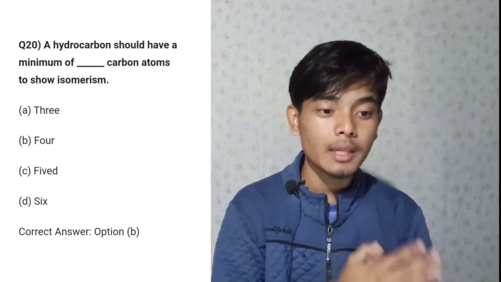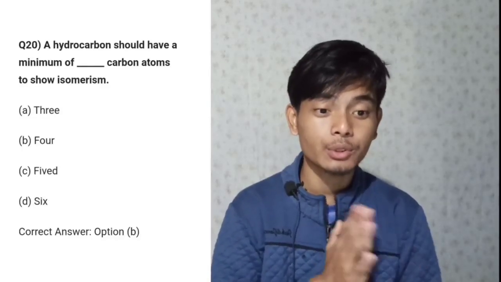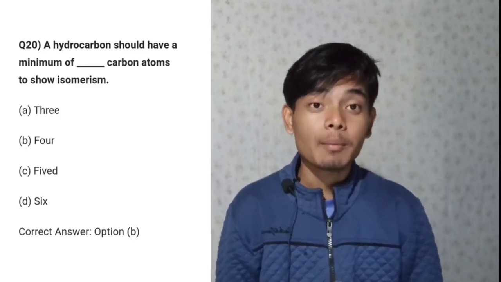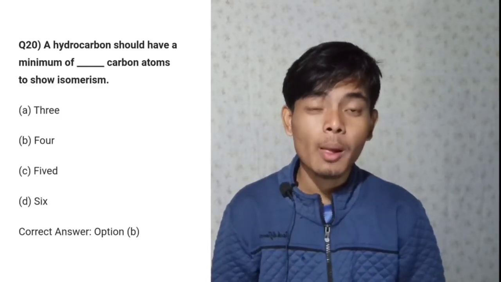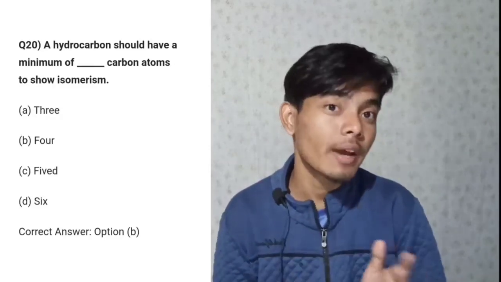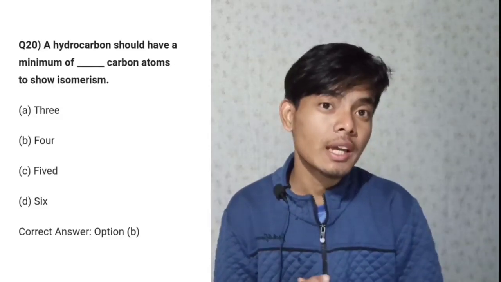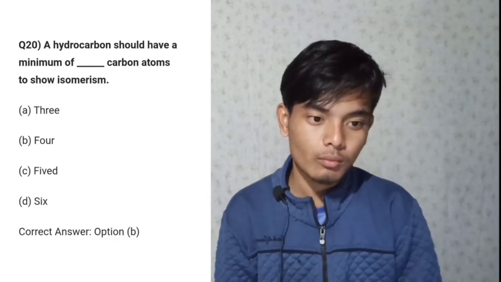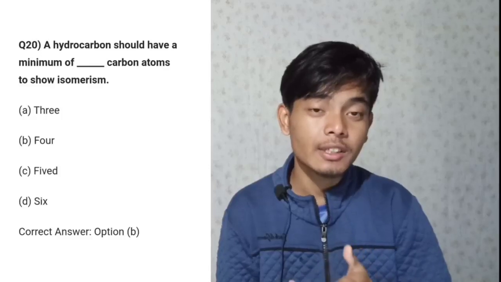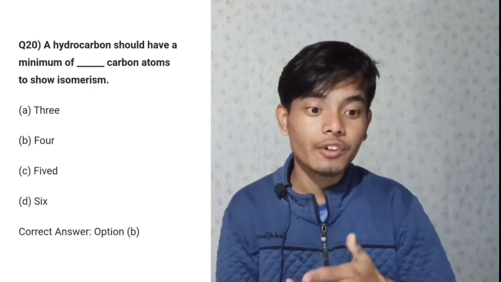Last question, question number 20. A hydrocarbon should have a minimum of dash carbon atoms to show isomerism. So we need to know what isomerism is. Isomers are molecules that have the same numbers of the same kinds of atoms but have different physical and chemical properties. So they have the same number of atoms, but their chemical and physical properties differ.